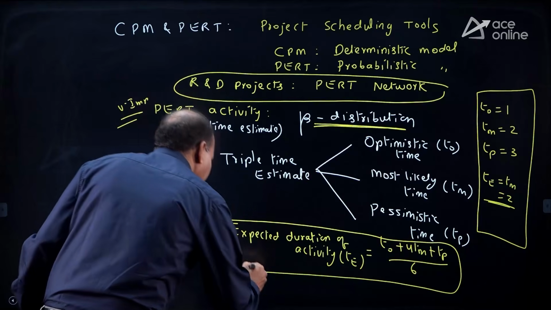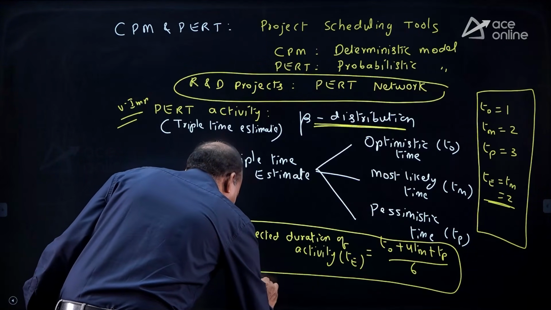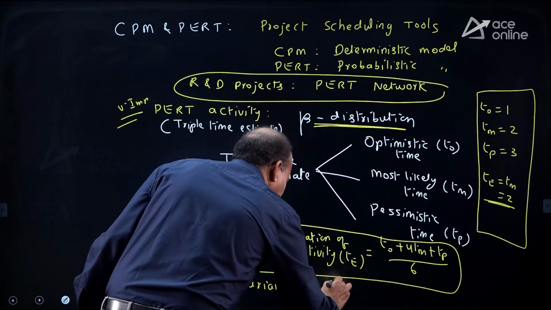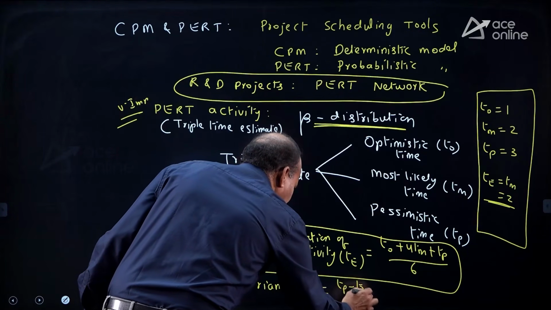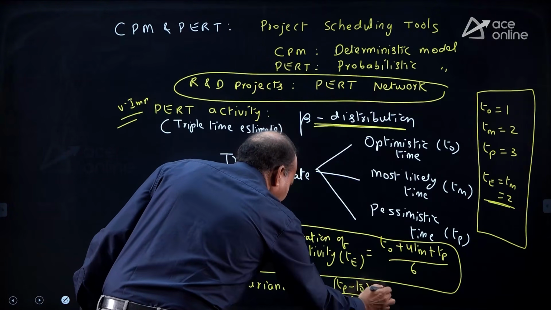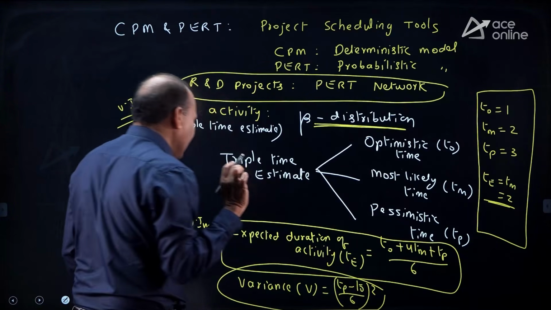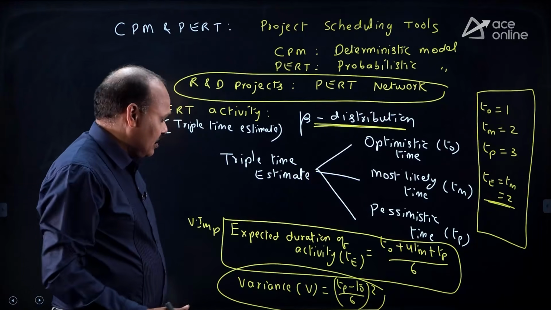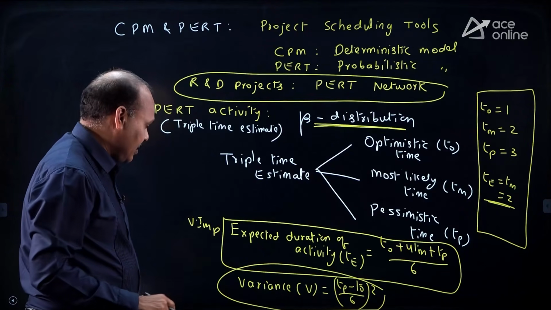Next, variance. The variance for each and every activity is ((Tp - To) / 6) squared. This is also an important formula. Variance: two formulas, TE and variance, under PERT activity.